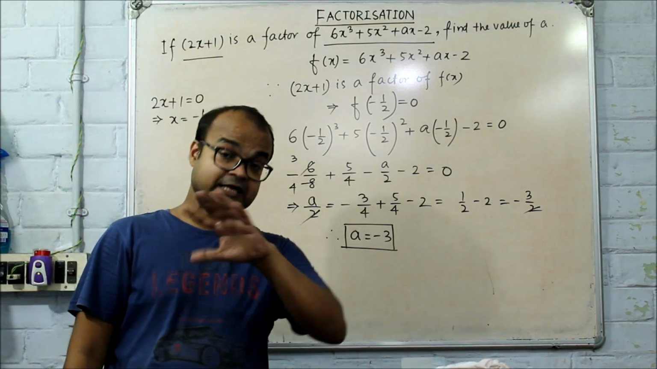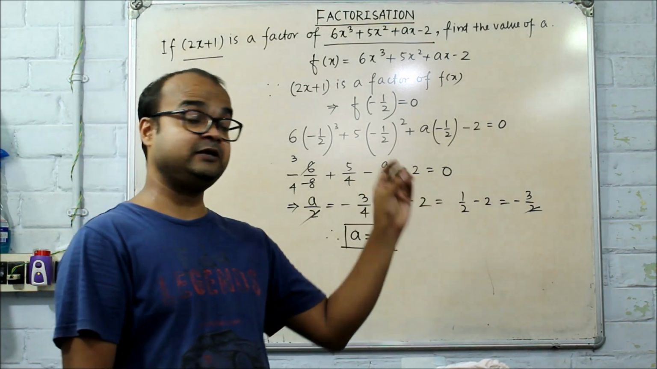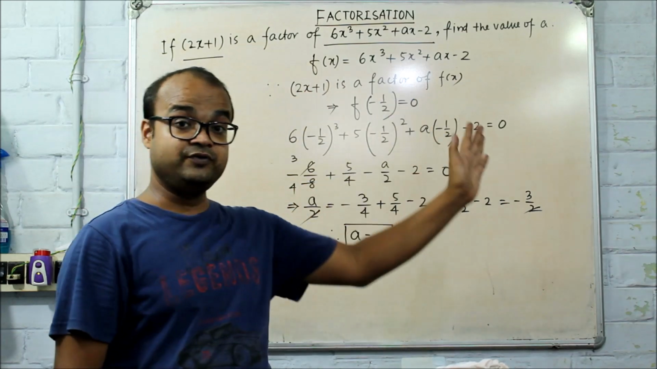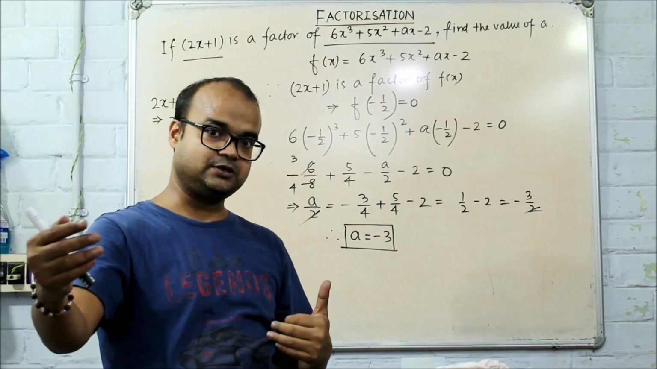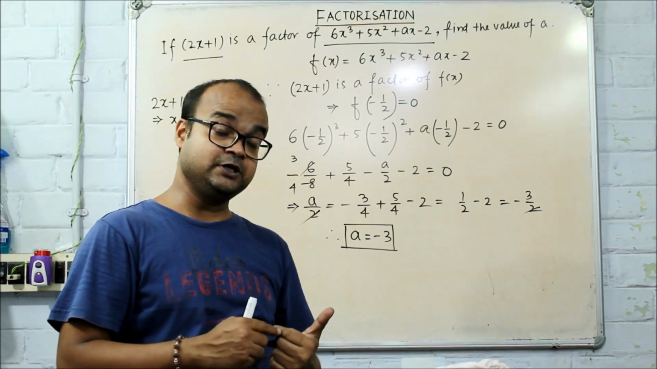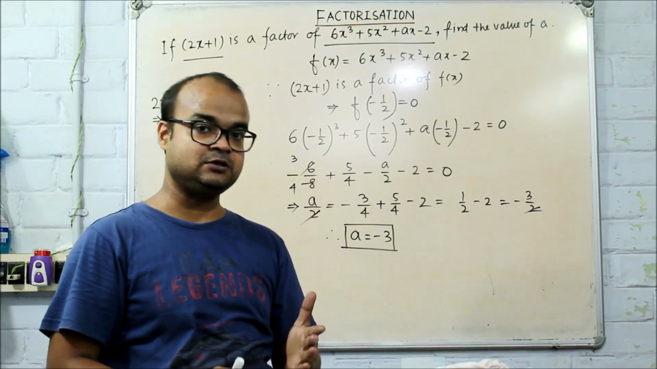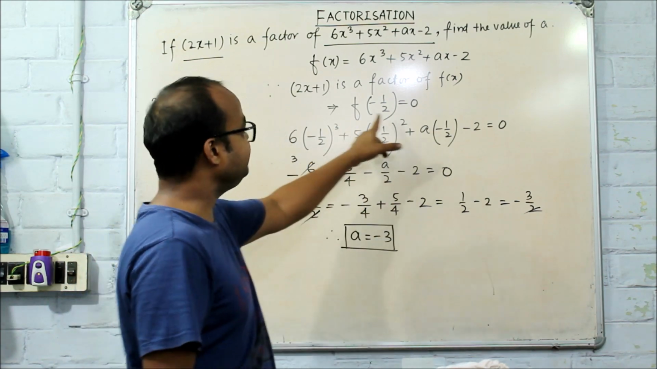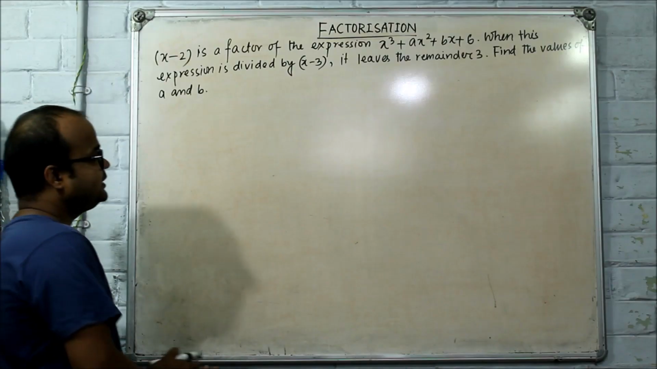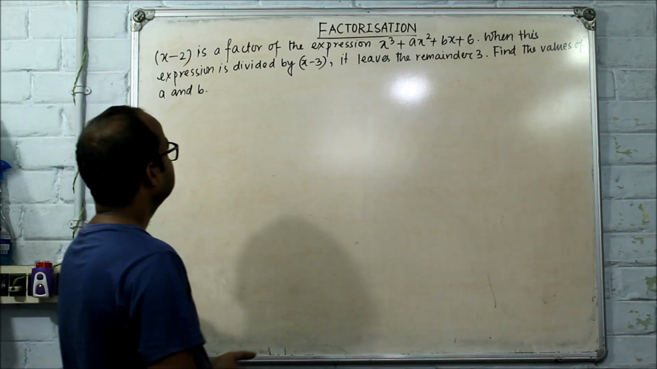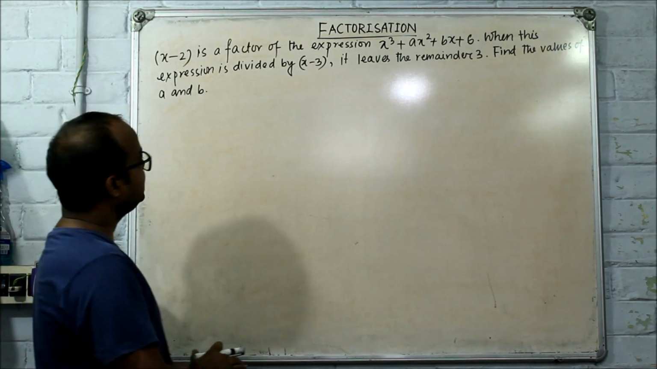Clear? Like in the remainder theorem, it is given that find the value of a when it leaves the remainder 2. So the remainder might be different. But if it becomes 0, then only we can term it as a factor. That's why we are equating it to 0. Let us discuss this problem.